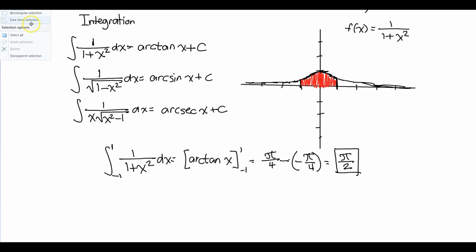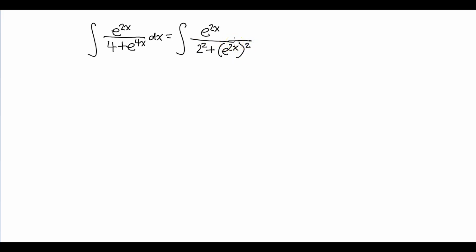So let's do this one. Why don't we do the indefinite integral of e to the 2x over 4 plus e to the 4x dx? What do you do in this situation? Well, why don't we do a U-substitution? Notice that 4 equals 2 squared. Let's write everything in terms of squares: 2 squared plus e to the 2x squared. Now you might see where you can fit in the integration rule.